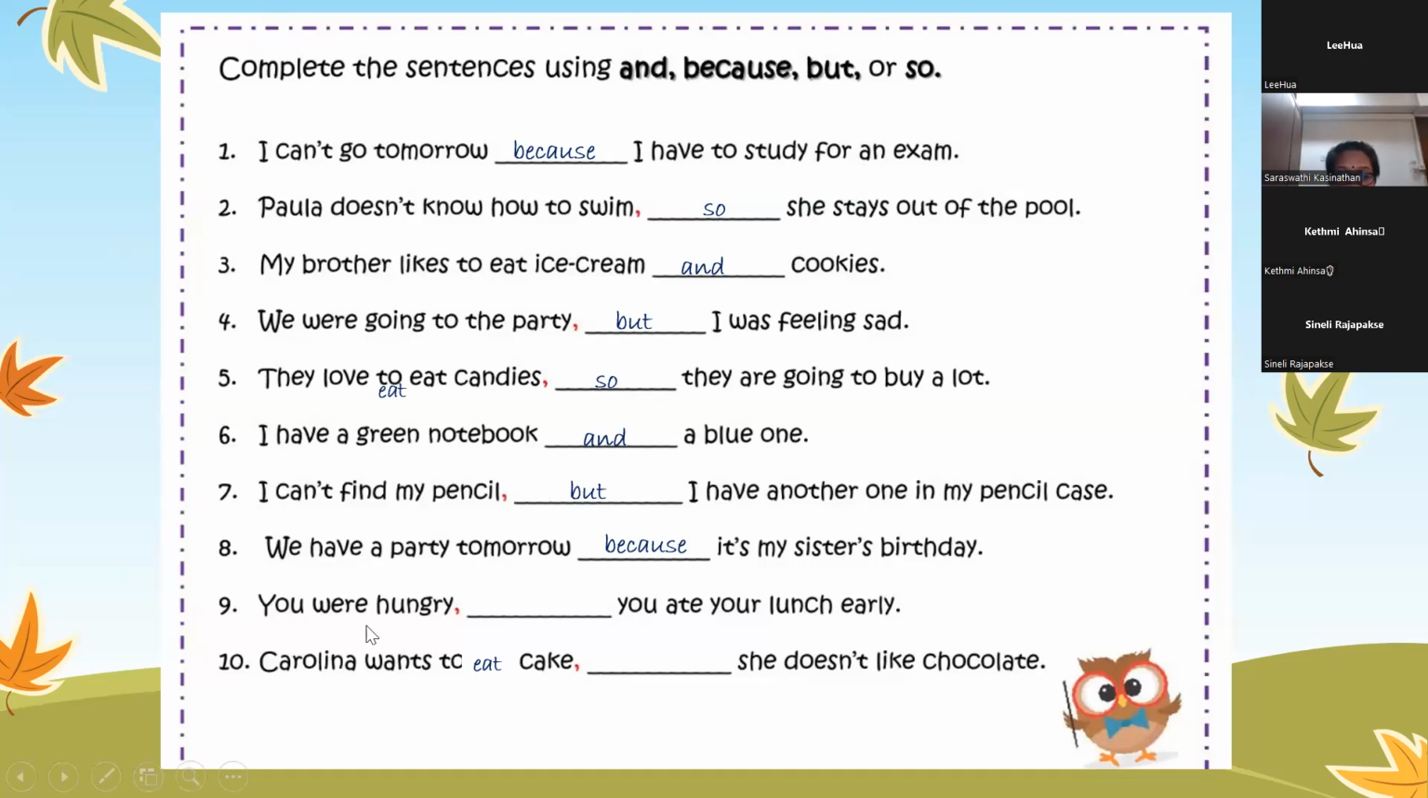Yeah. 9. You were hungry because you were hungry. Yes, very good. Number 10. Carolina wants cake, but she doesn't like chocolate. All right. Okay. Well done. Good job, children.